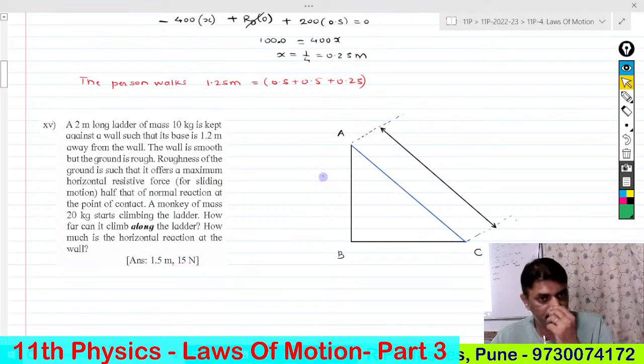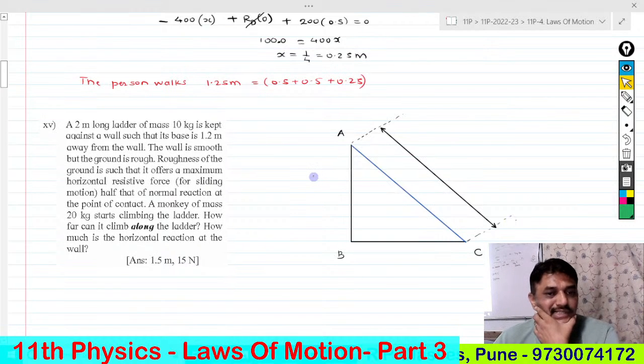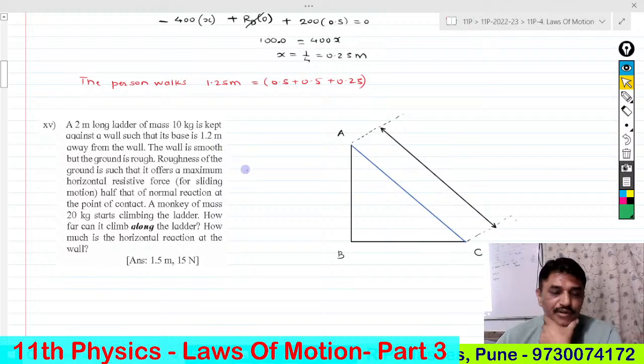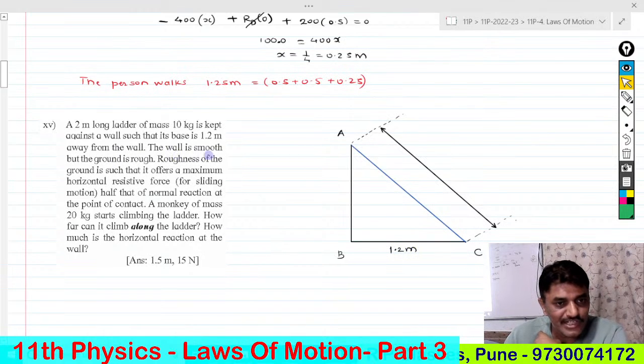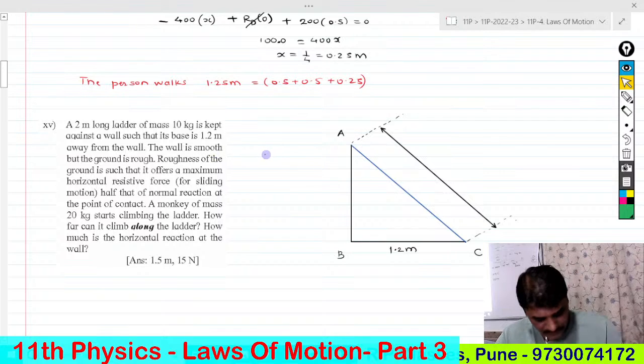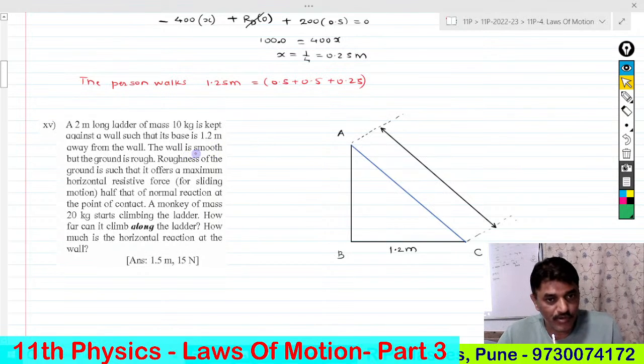It's good like this. Against a wall such that its base is 1.2 meter away from the wall. Now this is the base, this is 1.2 meter away from the wall. So I would show it like this. The wall is smooth, but the ground is rough.